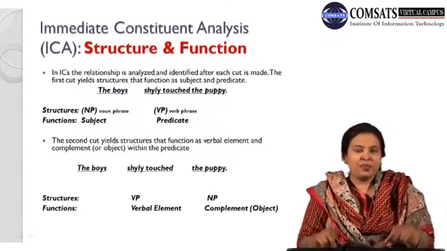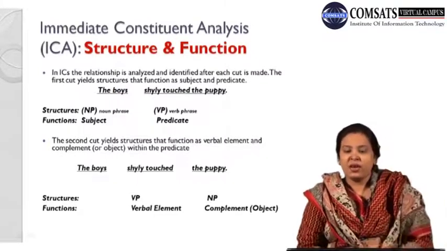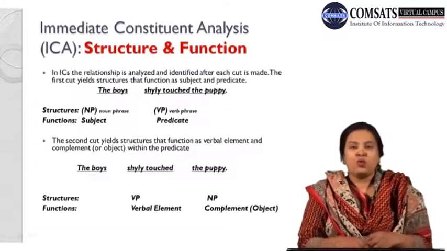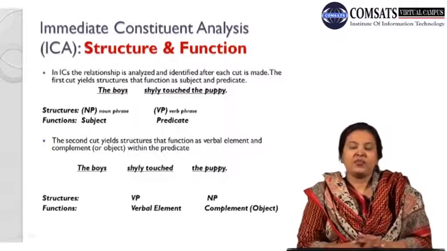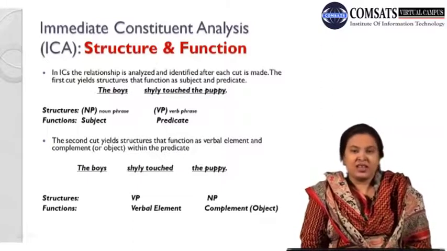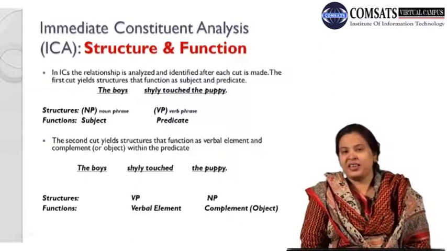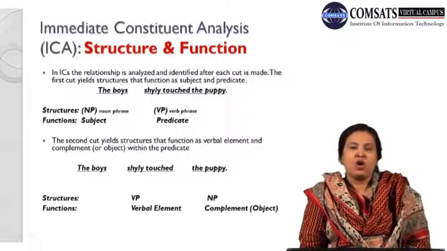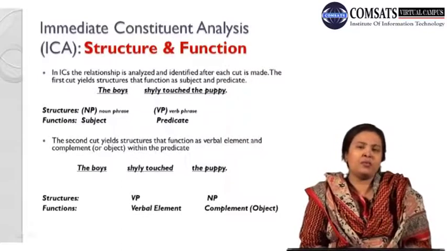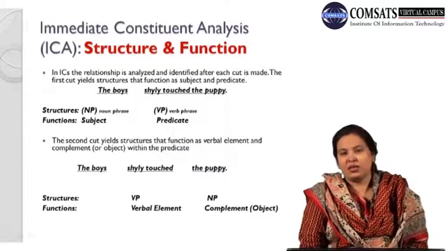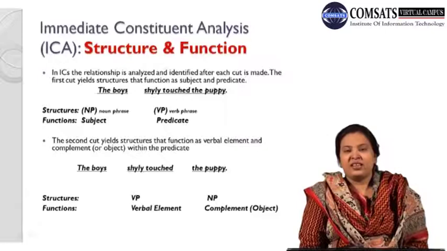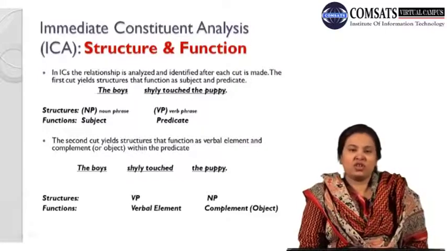So we have cuts at the very first level, and at every part, we identify every part with the help of every cut. The first cut is where we divide a sentence into two parts, subject and predicate, or noun phrase and verb phrase. Different people do it different ways, but again, one sentence into two parts. So the very first cut yields structures that function as subject and predicate.